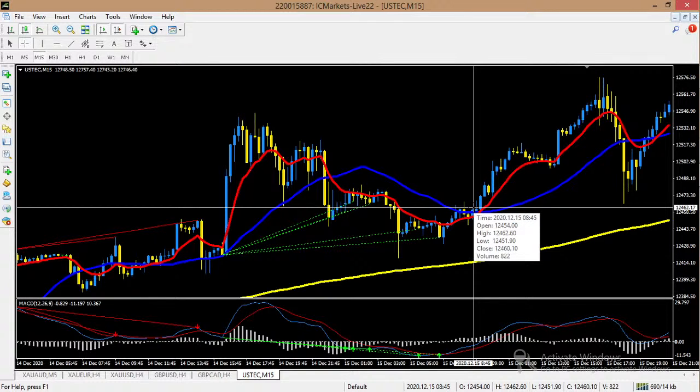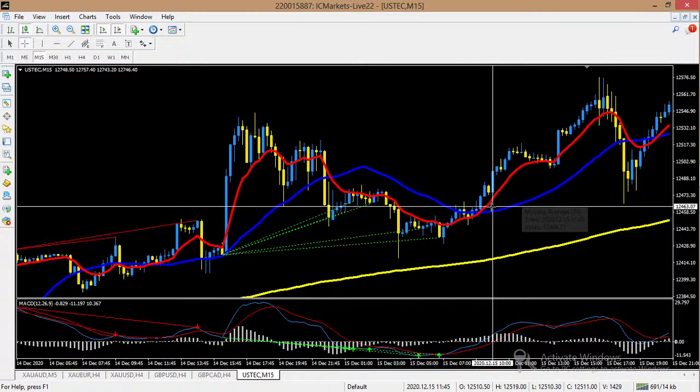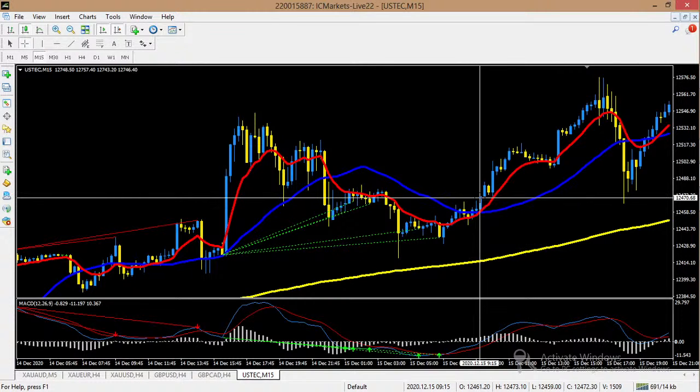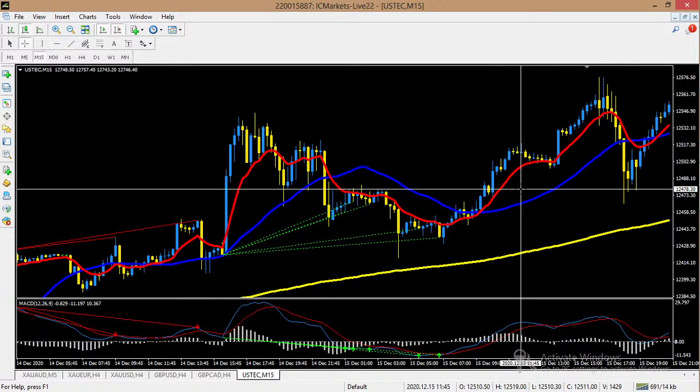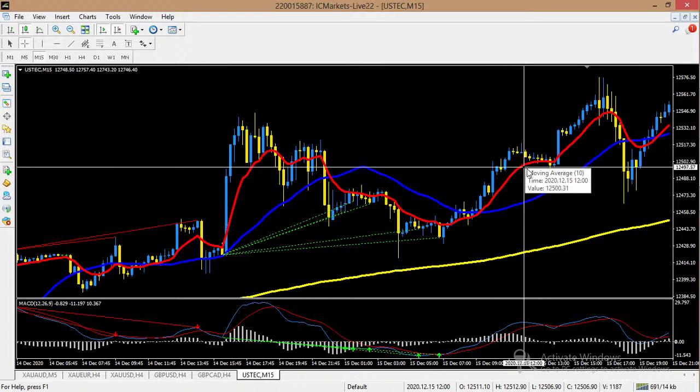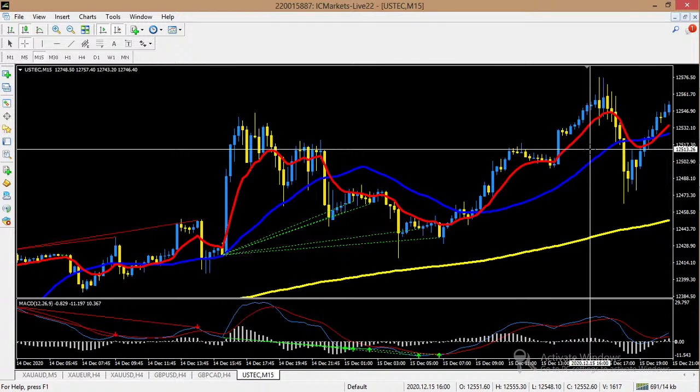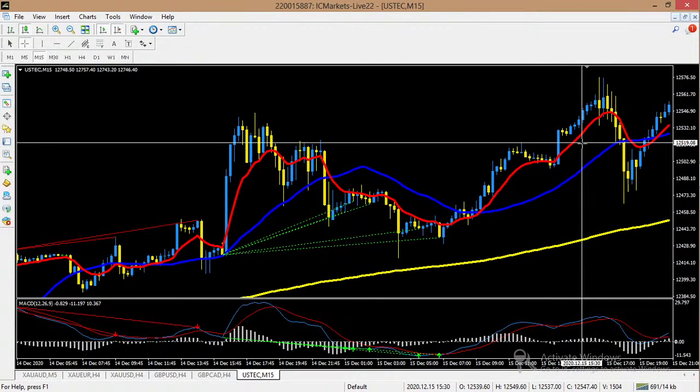I'll be doing the same thing to prove the teachings, because that is how I roll. So once you make the entry, so long as the 10 moving average remains above the 34 moving average, you can choose to allow the trade to run as much as you wish.